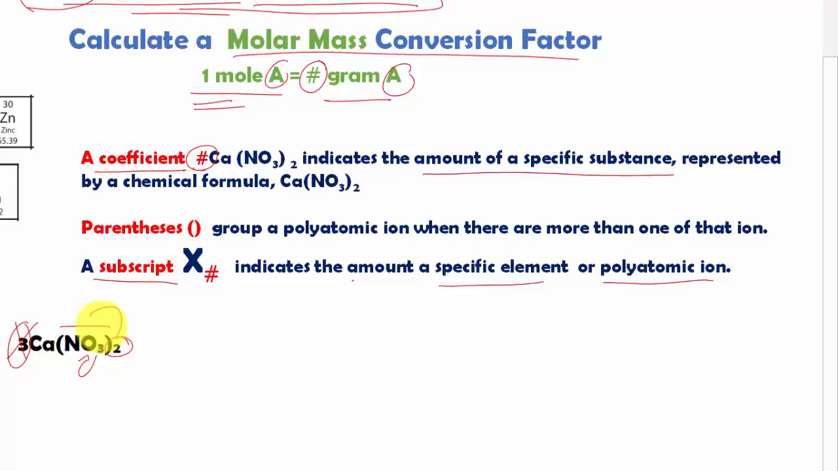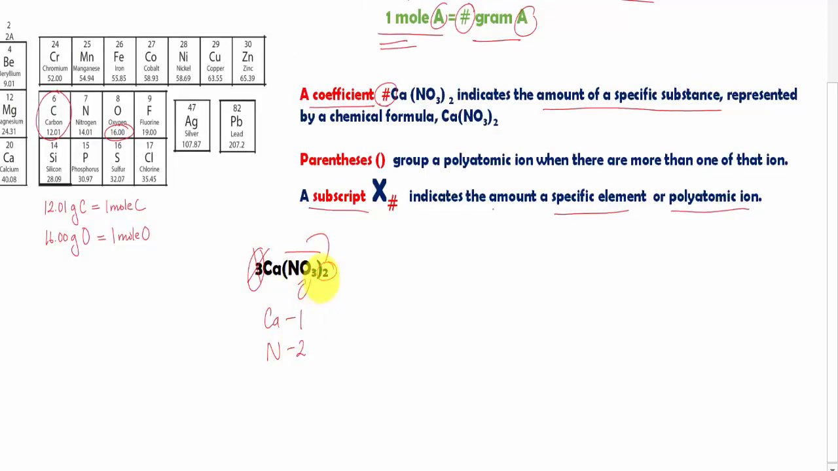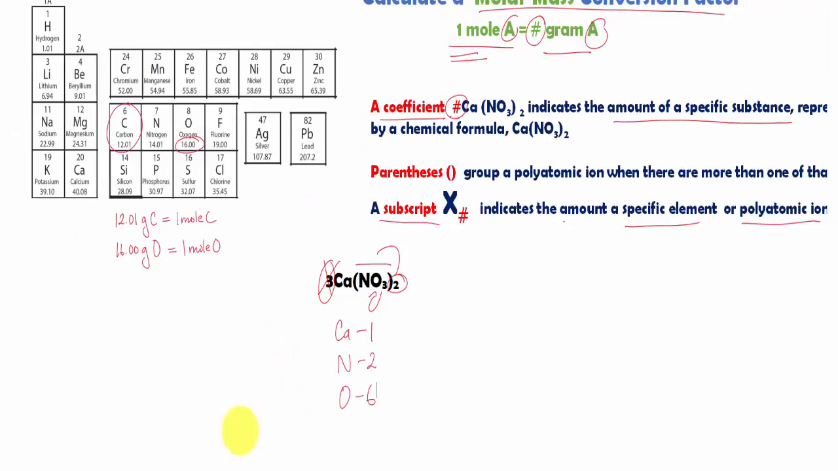So before we can determine the molar mass of this whole substance, we have to list the elements and count them. In this example, we have Ca, so we have 1 Ca. And then the N, we don't have just 1 N because that 2 right there makes it 2 of nitrogen. Then we have the oxygen. Since there are 2 of 3 oxygen, that gives us 6 oxygen total.